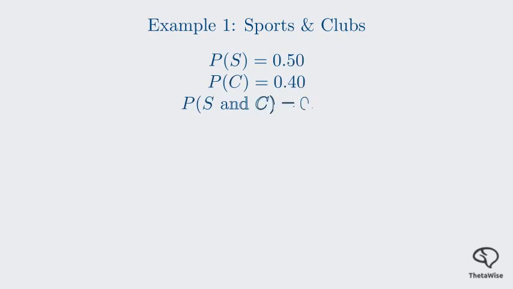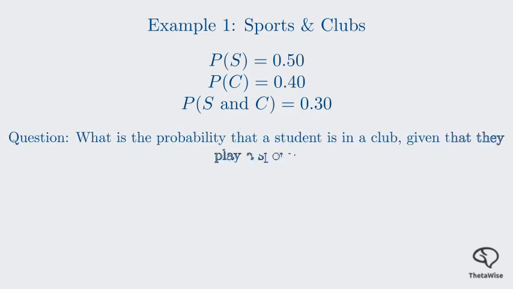We can write this down. P of S, the probability of playing a sport, is 0.50. P of C, the probability of being in a club, is 0.4. And P of S intersection C, the probability of both, is 0.30. Now for the question. If we know a student plays a sport, what's the probability they're also in a club?